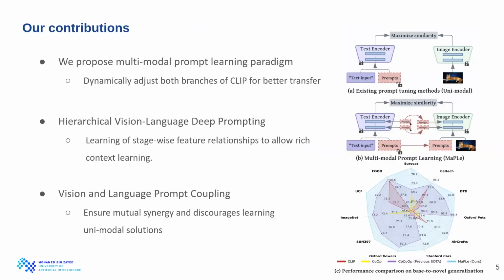We propose MaPLe, a multimodal prompt learning approach for CLIP. Our approach MaPLe adjusts both the visual and language branches of CLIP via multimodal prompts. Additionally, we introduce hierarchical deep prompts across various transformer blocks in the vision and language encoders of CLIP. This allows the learning of stage-wise feature relationships for rich contextual learning. In order to establish the explicit interaction between the visual and language prompts, we propose a vision-language coupling function, which conditions the visual prompts on the language prompts.